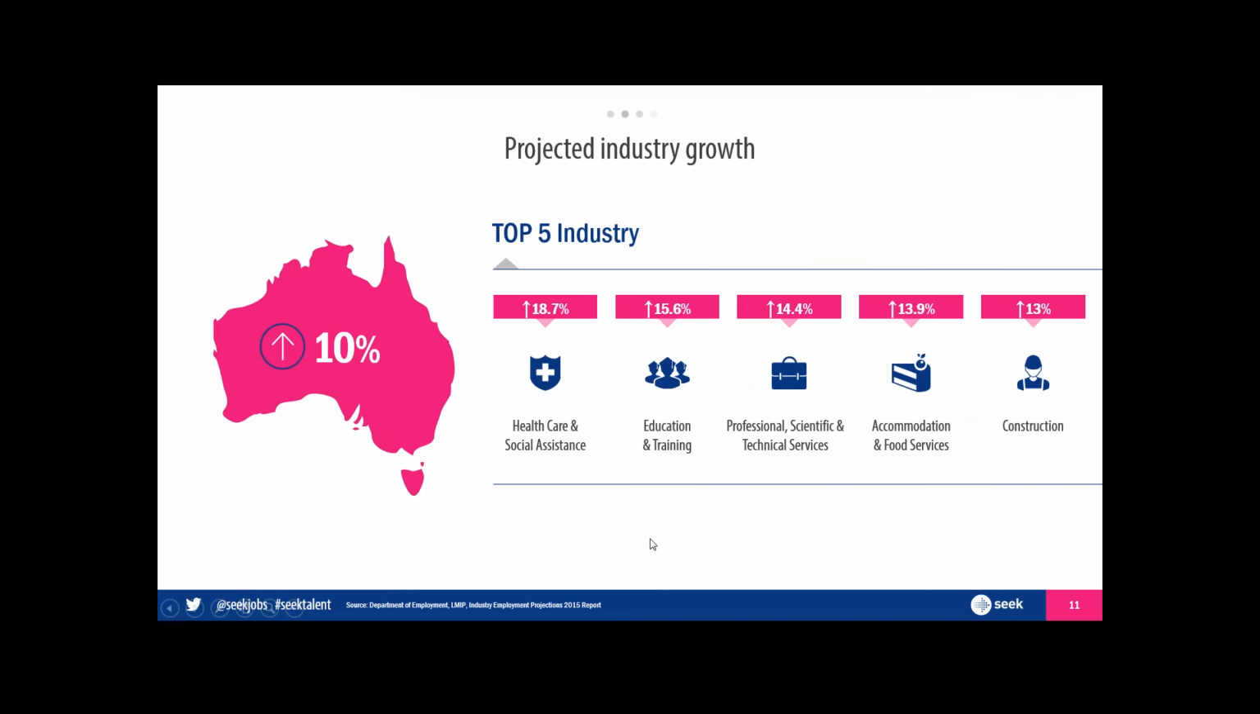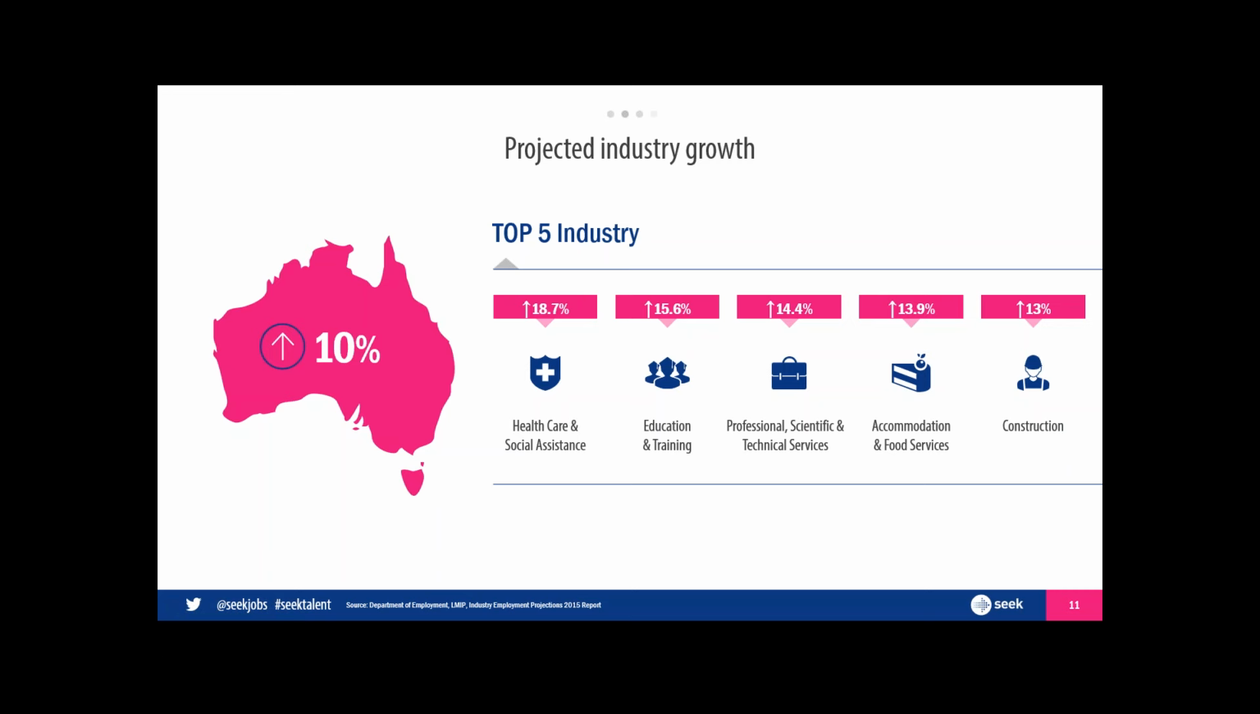Here we go. So what you should see on your screen is a map of Australia, and that's the national average. 10% employment growth is projected over the next 5 years. Now, the big industries that are going to be impacting that, we're talking about healthcare and social assistance, education and training, professional, scientific and technical services. That's quite a big category. It covers a lot of you.